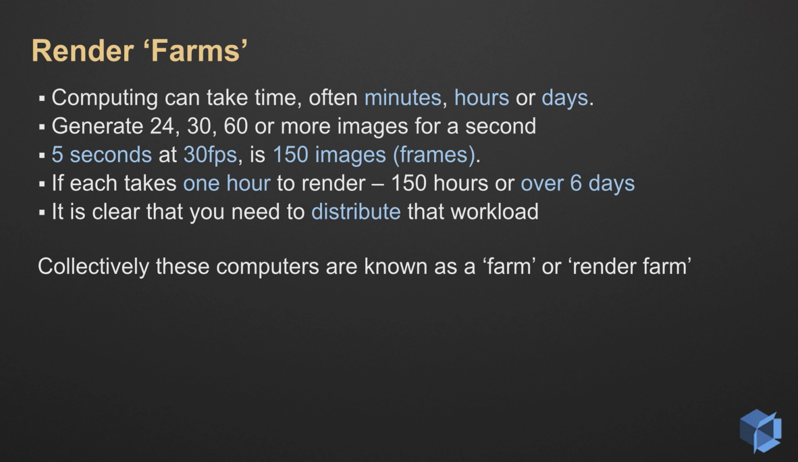And to give you some quick math, because I know it's hard, 5 seconds at 30 frames per second is 150 images. So if you imagine that you spend an hour to render a single image, it could take you many days to complete your shot. And so very early when you start working with content like this, it's clear that you need to distribute that workload. And that workload that you're distributing, those computers you're distributing to, is often known as a render farm.